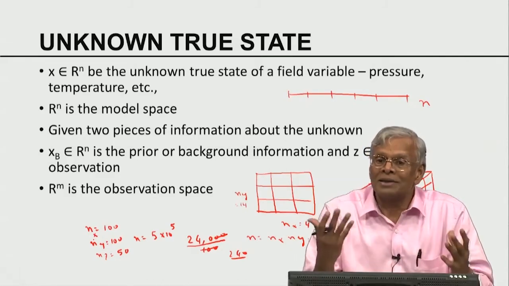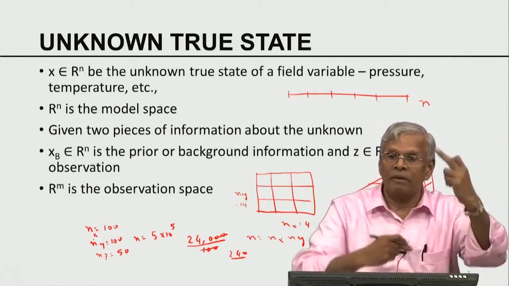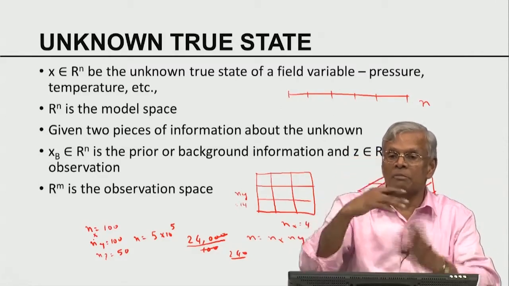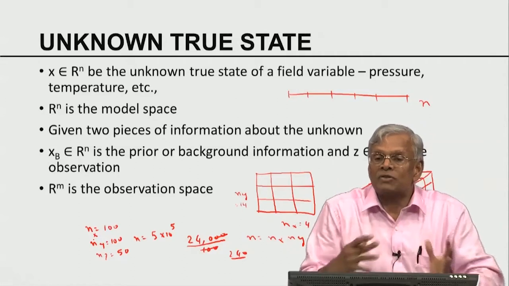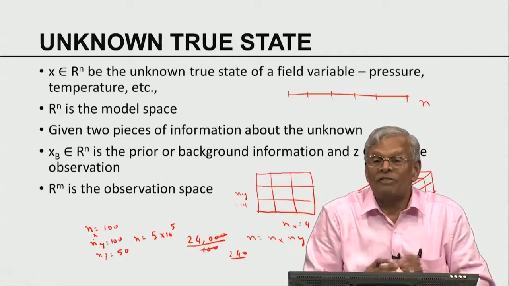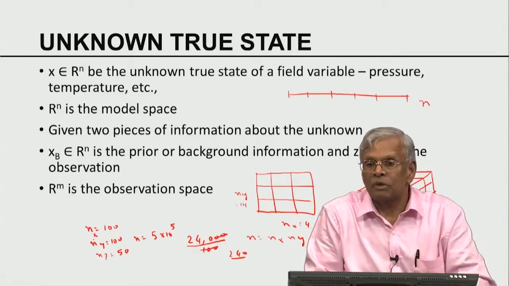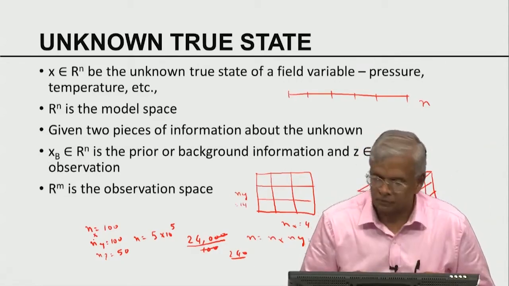For global models, Nx, Ny, the product of Nx and Ny with Nz, is the number of points. So that's why in atmospheric sciences, in oceanographic sciences, the value of N quickly, in a hurry, becomes a million, becomes tens of millions.